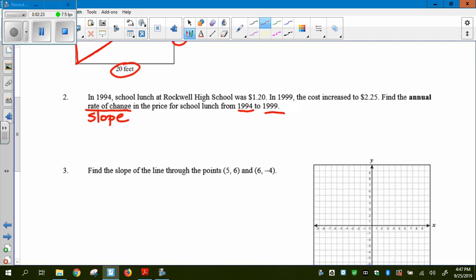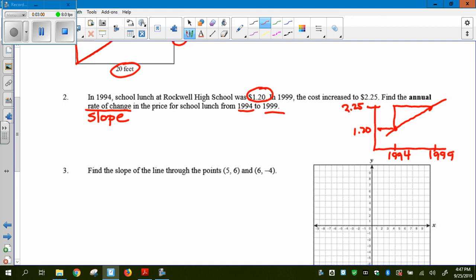So just to give you an idea of what's going on here, we're going from 1994 to 1999, and think of this as a timeline. The price in 1994 was $1.20. So we're going from $1.20, and then to 1999, the price went up, and it's now $2.25. So really what we want here, this line represents the price going up. We really want to know the rise and run here.